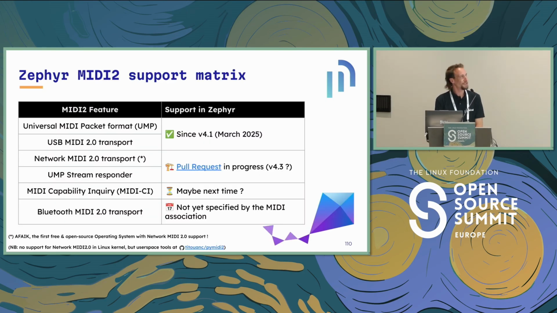So what's currently the state of things? The universal MIDI packets and USB MIDI2 were merged in Zephyr 4.1 in March. So it's already standard. Network MIDI2 is currently being worked on as well. It's the pull request I've mentioned, as well as the UMP stream responder. And to the best of my knowledge, this would also make Zephyr the first open source operating system with network MIDI2 support. I mentioned MIDI capability inquiry, that's not very important. And then we can expect the MIDI Association to specify Bluetooth MIDI2 soon. And in that case, Zephyr would have everything needed to do that as well.